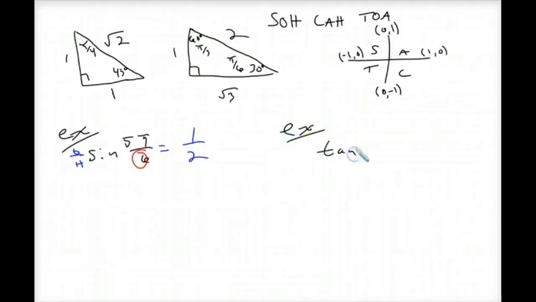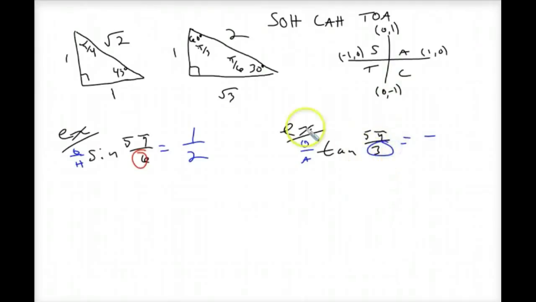What about tangent of, say, 5 pi over 3? Again, I'm going to look at my SOHCAHTOA. Tangent is opposite over adjacent. I have 5 pi over 3, which is a little bit less than 2. It's right down here somewhere. So that's going to be where cosine is positive. So that means that my tangent angle is going to be negative whatever it is.